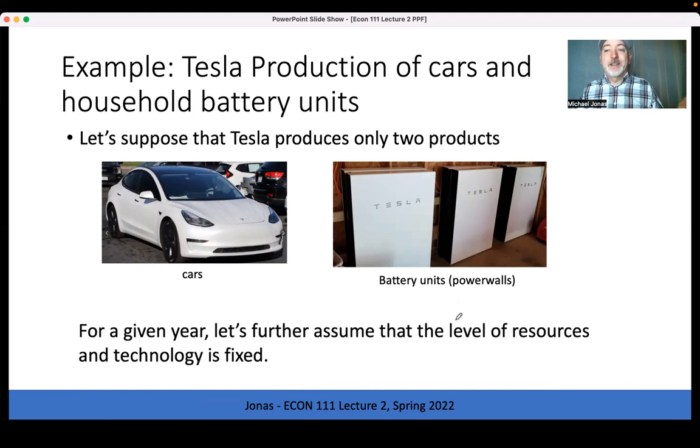And again, an oversimplification, but for the purposes of the model, let's say that for a given time period, so for a given year, they can't increase their level of resources. They can't hire or fire people or build new factories. Over a year, that's unrealistic, but for a given period of time, a day, a week, a month, that is in fact pretty realistic. You have access to the resources that are available and you don't have time to adjust. But just so the numbers work out, let's imagine it for a full year.